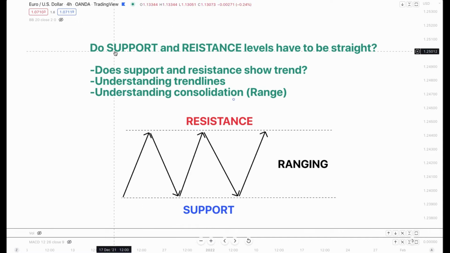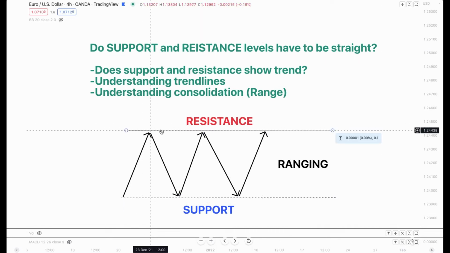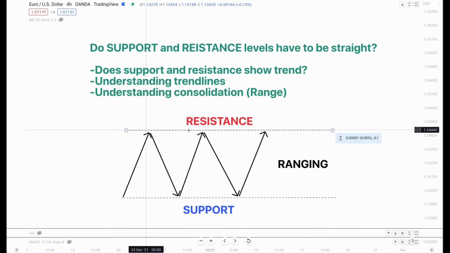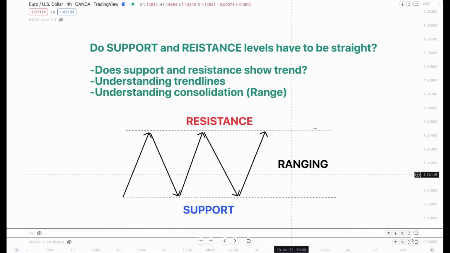So, do support and resistance levels have to be straight? Here is an example of support levels and resistance levels that are straight, in a perfect horizontal channel, with parallel lines. They do not have to be like this all the time.